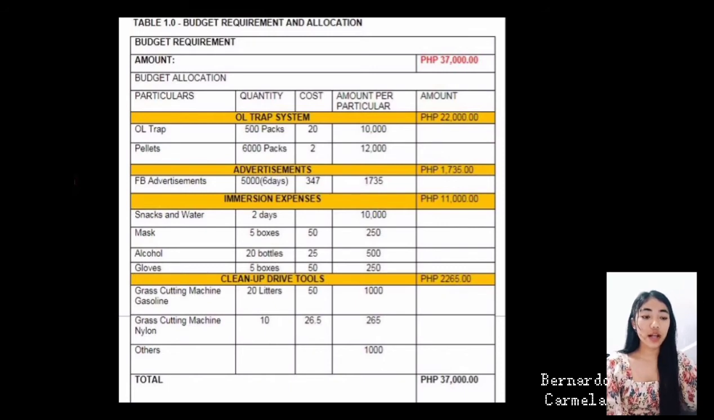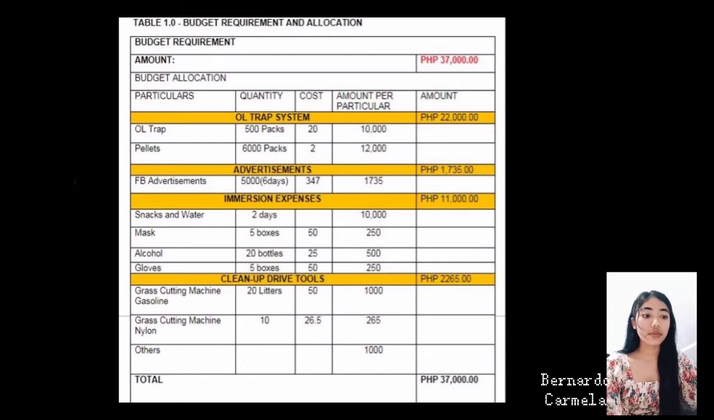22,000 will be allocated for the online trap system, which consists of the online trap system costing 20 pesos each package, amounting to 10,000, and 6,000 packs of pellets costing 2 pesos each for cleaning and changing of water twice a month for every system for 6 months for all 500 households.